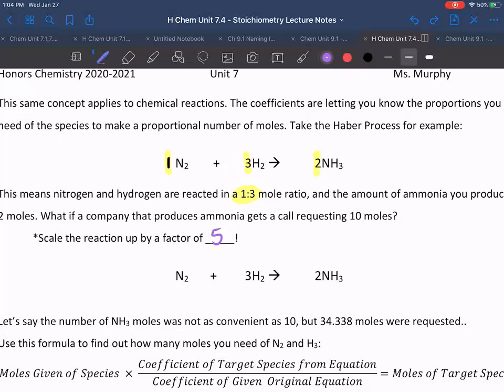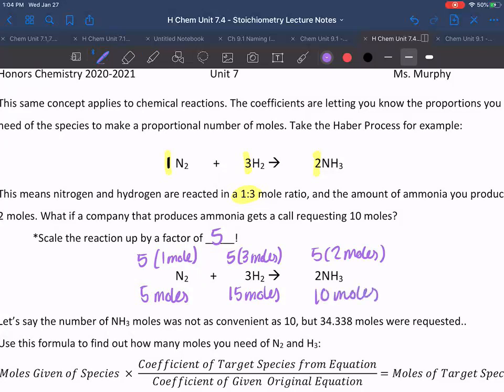If we scale up by a factor of 5, what we're going to be doing is multiplying 5 by the 1 mole. That gives us 5 moles of N2. We then multiply 5 by our 3 moles here. That gives us 15 moles of H2. And then if we multiply 5 by 2, we get our requested 10 moles. Are there any questions about multiplication?